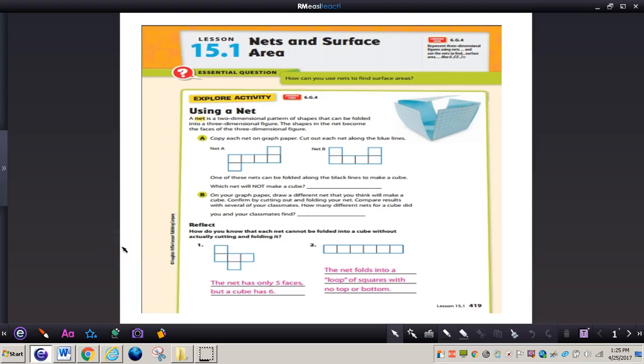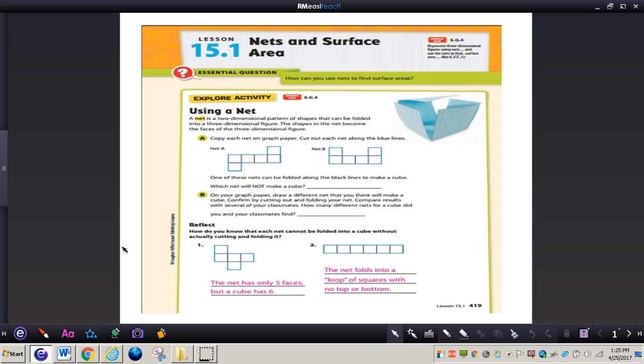In this video, we're going to be taking a look at nets and surface area, and you'll need to get out your Go Math book and turn to page 419, your math journal, and a pencil. You will also need to get graph paper from me as well. If you're at home working or watching this video, you can print out some graph paper from the internet. That will work too. So let's take a look at, first of all, using a net on page 419.